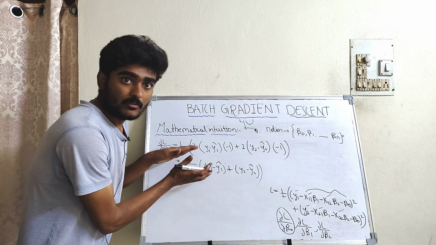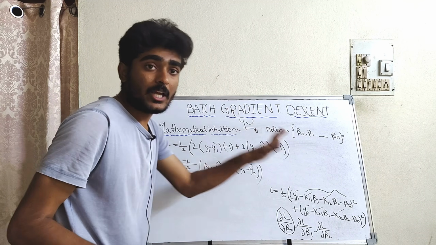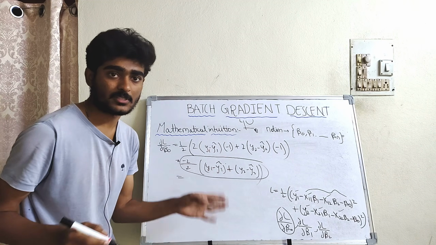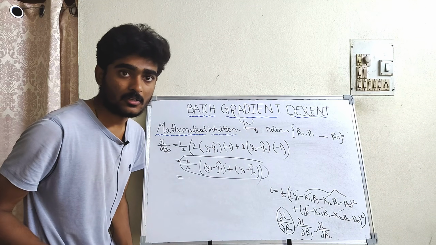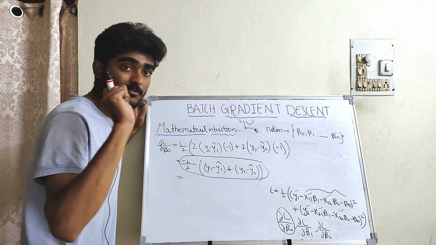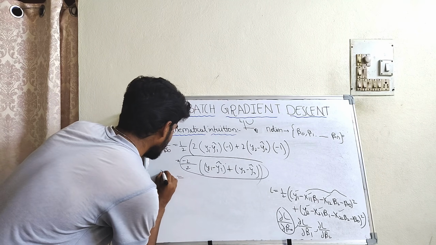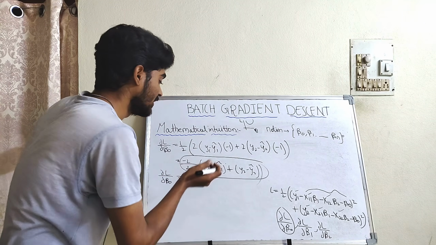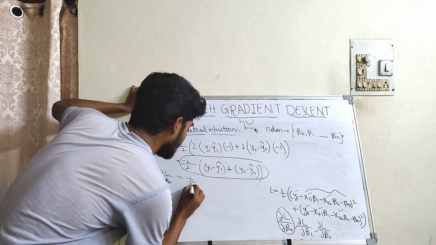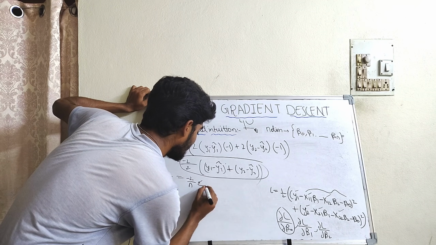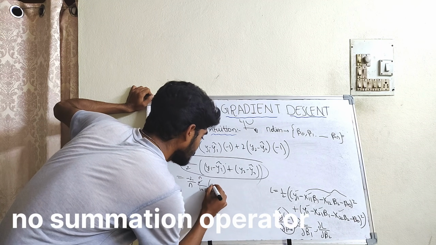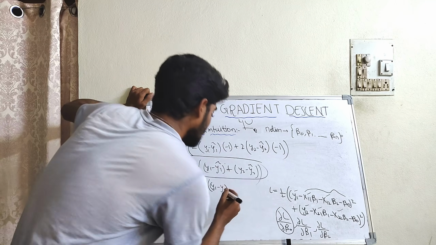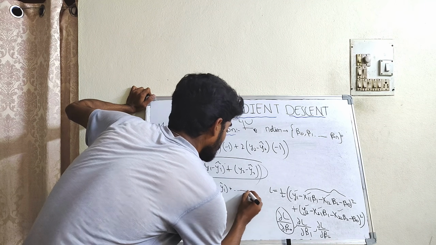This is for two data points, a simplified form for two-dimensional data. Now let's say you have n-dimensional data. The simplified formula for n-dimensional data, that is del L by del beta naught, will be minus 2 by n, summation of i equal to 1 to n, y1 minus y1 hat, plus so on up to n.